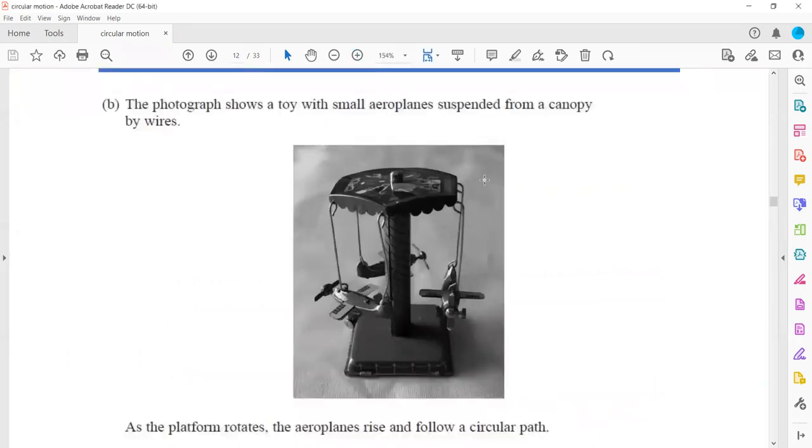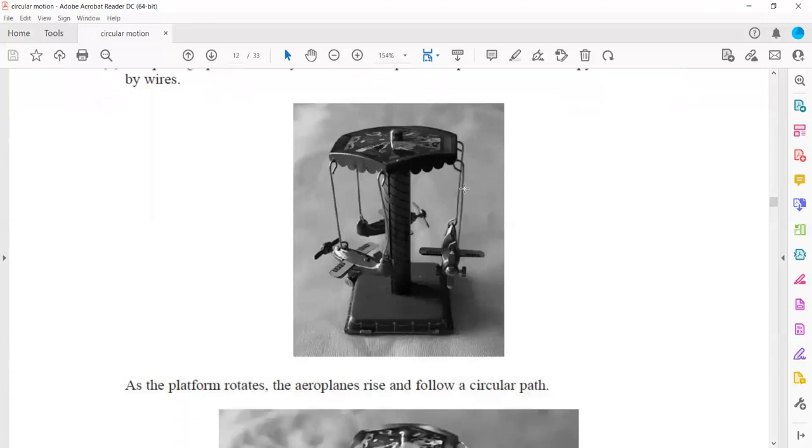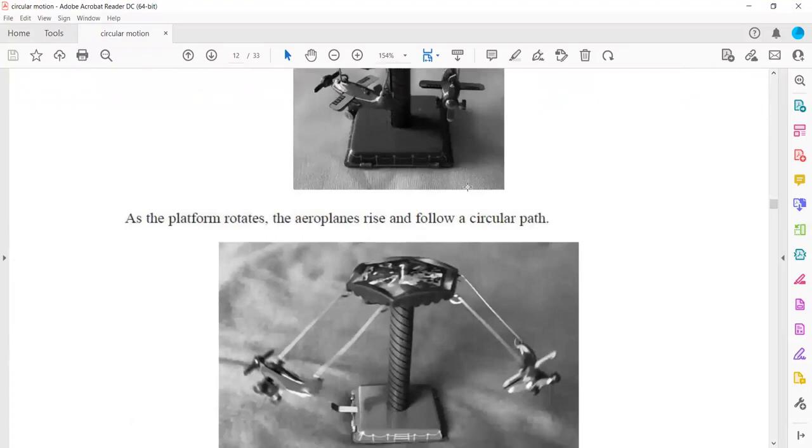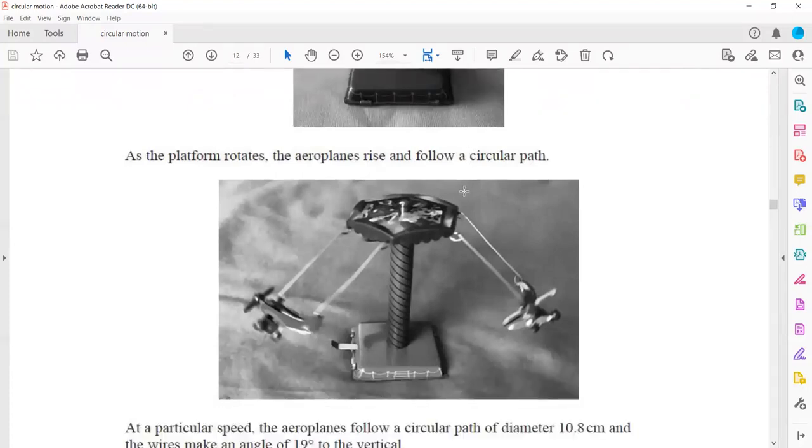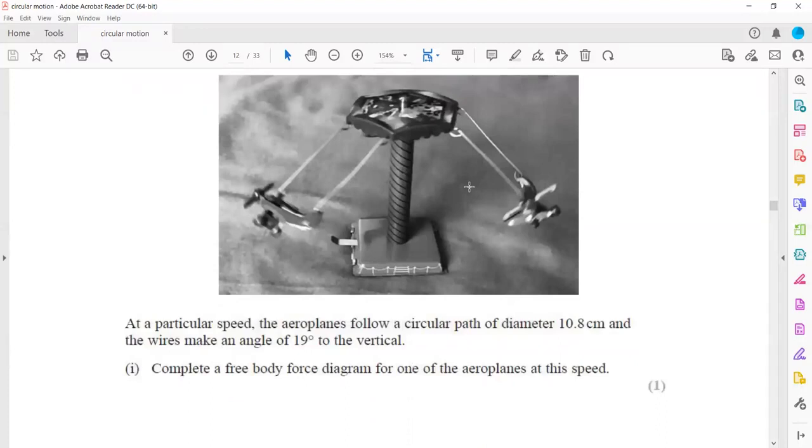In part B, the photograph shows a toy with a small airplane suspended from a canopy by wires. As the airplane rotates, it rises and follows a circular path, as you can see. At a particular speed, it makes a circular path with a diameter, so this whole distance is given, which is the diameter equal to 10.8. So the radius will be equal to 5.4 centimeter. And the angle which it is making is 19 degrees from the vertical.